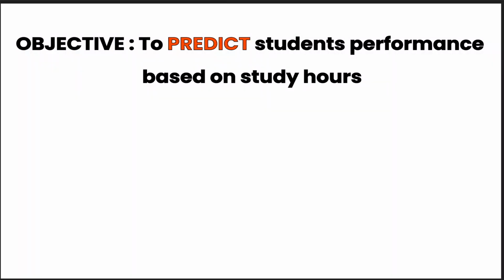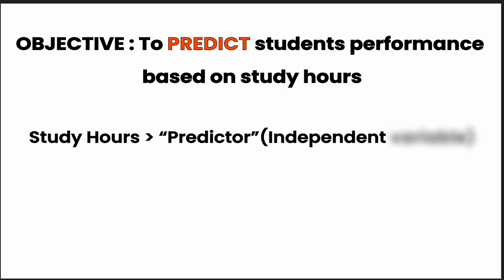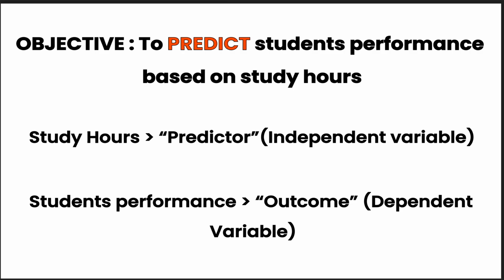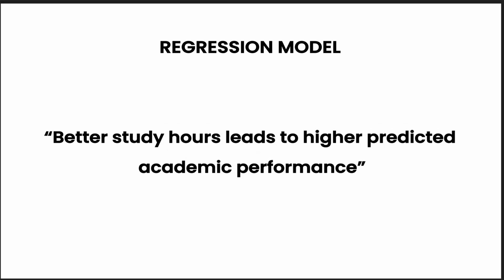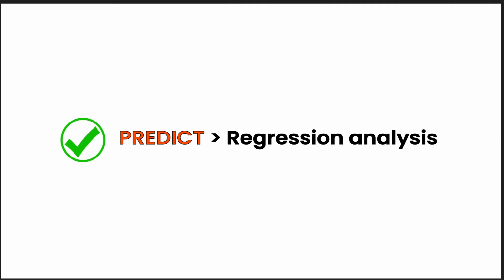For this type of objective, the study hours is the predictor. It is the independent variable, while the academic performance is the outcome, the dependent variable. And this is because the study hours predict the academic performance. The academic performance does not predict the study hours. So you are building a model like better study hours lead to higher predicted performance. When you see your objective as to predict, do you understand? What comes to your mind is regression analysis. So regression analysis does not only check the effect, it also predicts.